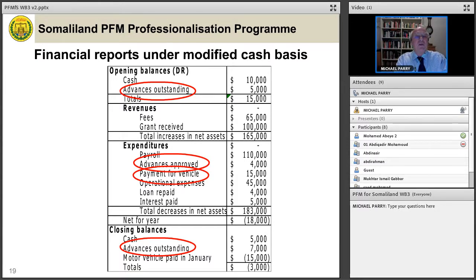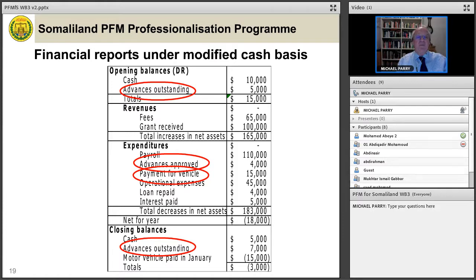Look at the financial report under a modified cash basis, and I've ringed the things that are different. Opening balance is cash, but you also have an advance outstanding of 5,000 at the start of the year. Again, this is the data in that list of information. Your revenues are the same, fees received and grant received. Your expenditures, payroll is the same. Advances, now we no longer show the cash amount advanced, we show the amount approved. I'll explain that a bit more in a minute.